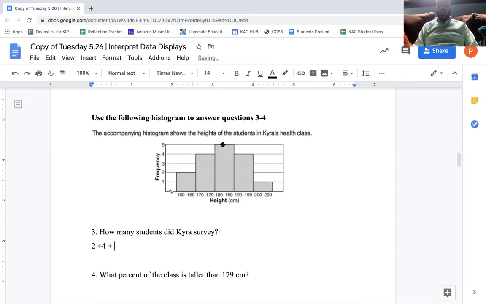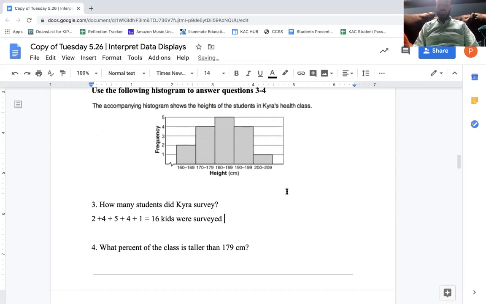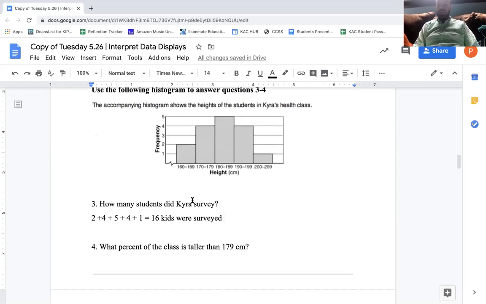In this column, she surveyed 5. In this column, she surveyed 4. In this column, she surveyed 1. So how many kids did Kara survey altogether? She surveyed 16 kids. Okay, that's all it asks, how many students were in her class.